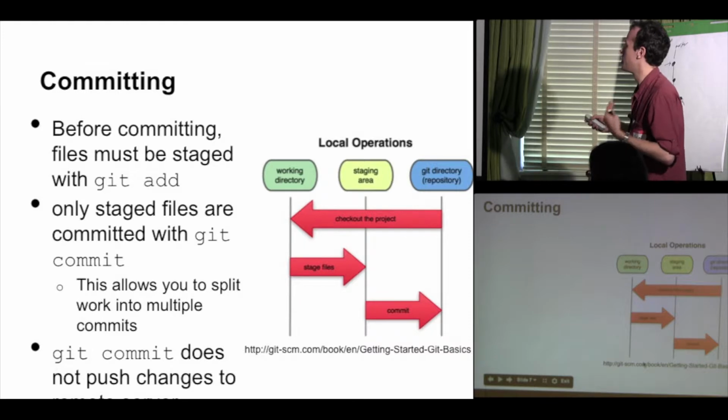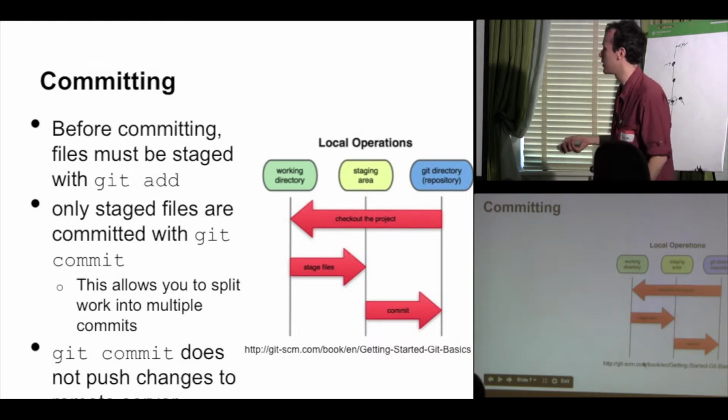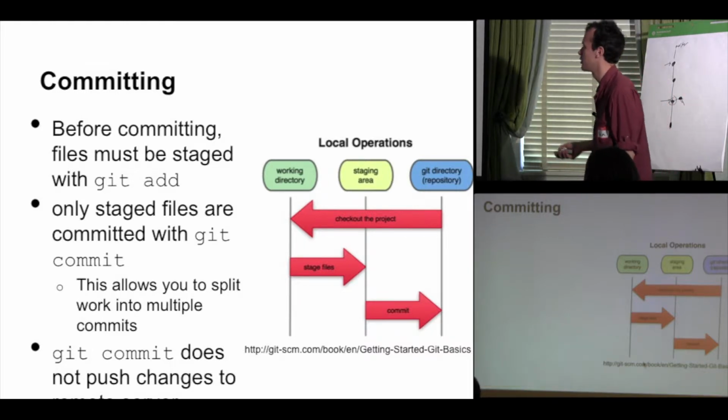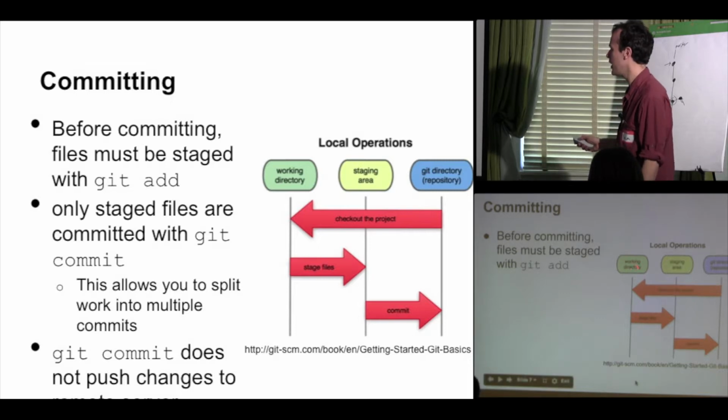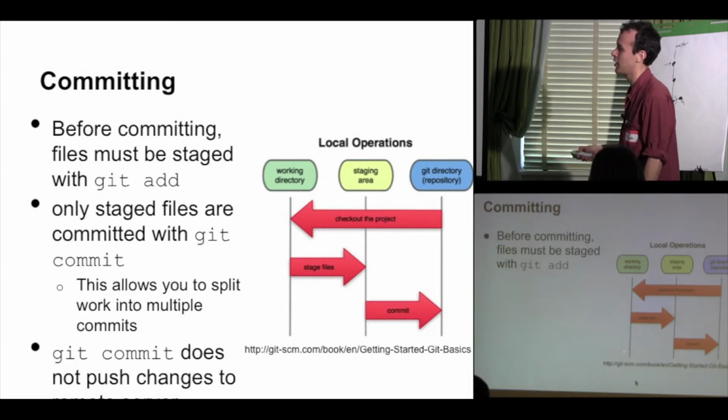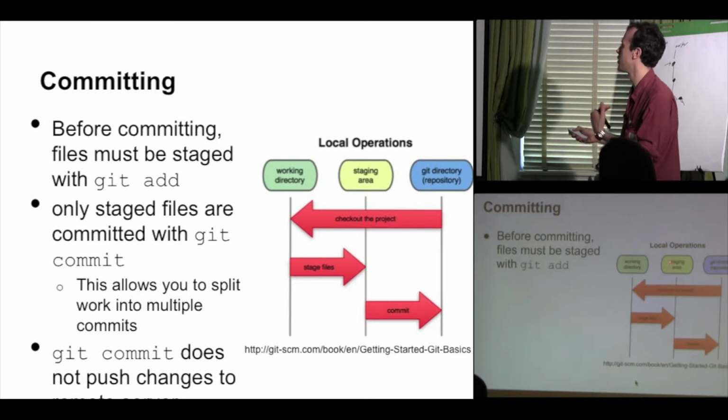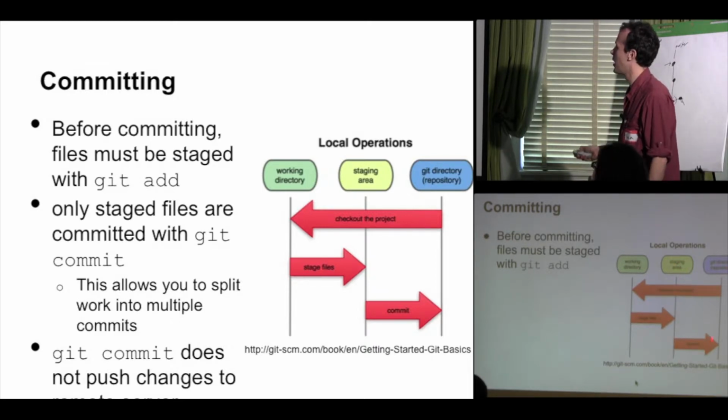So we want to talk about committing changes, because this is, again, something that's a little bit different if you've worked with other version control systems. So Git has this concept of three tiers of operations. You have the working directory, those are the files that you're modifying. You have this thing called the staging area, those are files that are going to be committed into the repository. And then you have the repository.